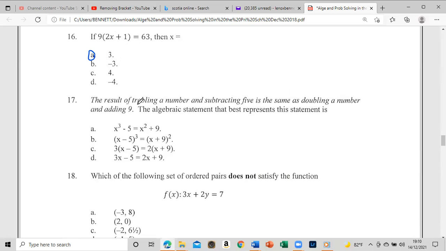The result of trebling a number and subtracting 5 is the same as doubling a number and adding 9. So the result of trebling a number, you treble it. You triple that. Trebling is tripling.